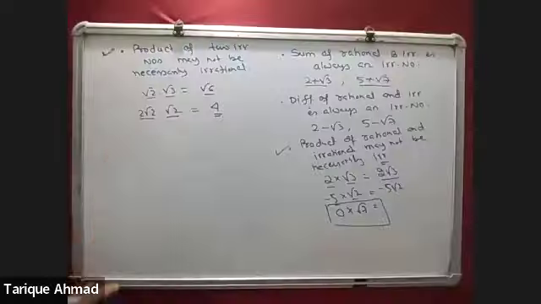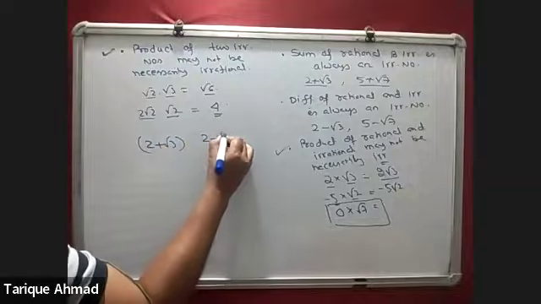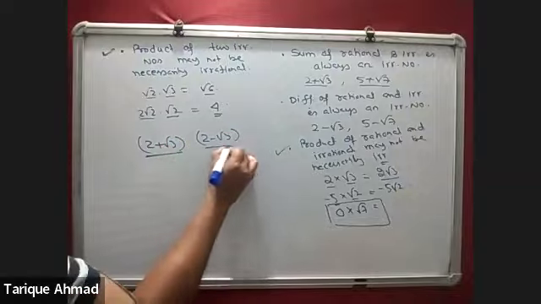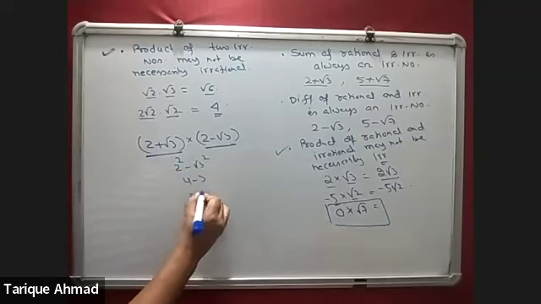2 plus root 3 and 2 minus root 3. Both are irrational, but when we multiply, we get 2 squared minus root 3 squared, which is 1.